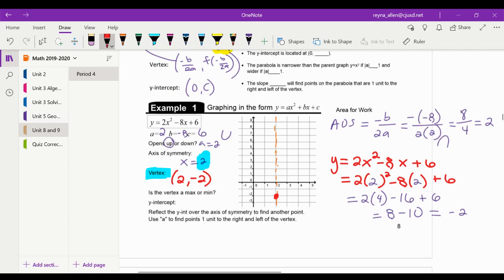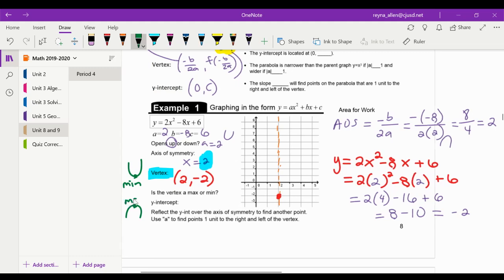And then it's asking, is this vertex a minimum or a maximum? We had talked about if it looks like a ditch, that's a minimum. If it looks like a hill, then that's a maximum. Minimum, maximum. And this one is going to look like a ditch. So that is a minimum. And then our y-intercept, let's use this color. The y-intercept is our constant. So if we look at our original, we have 6 as our constant. So that is our y-intercept.